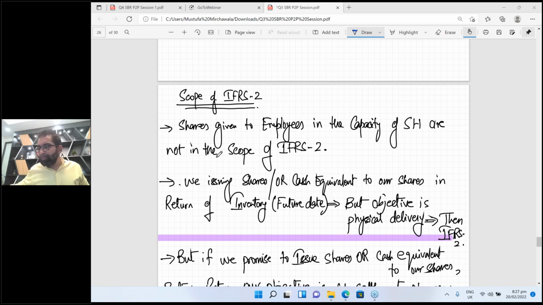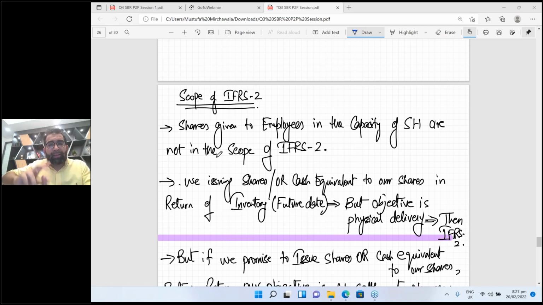Listen, look at me. Today you gave a target to your employees to stay 1 year or 2 years, and then you will give shares. Means if employees stay 2 years, then you will give shares. So yes, this is IFRS 2 because you are taking services, and in return you are giving shares.